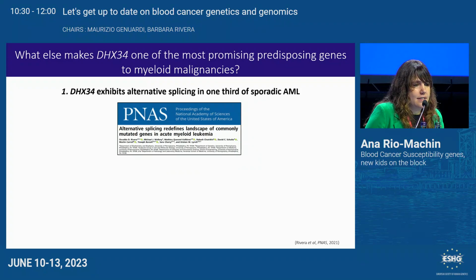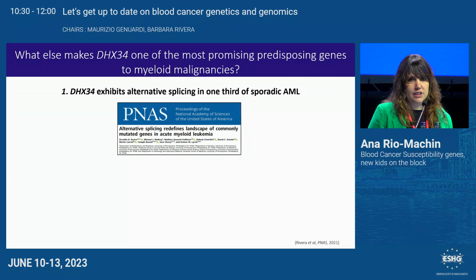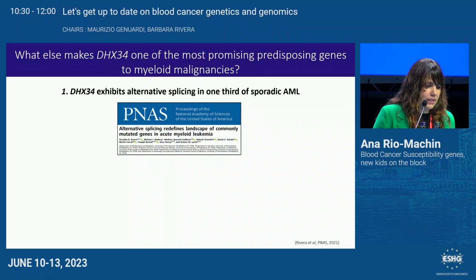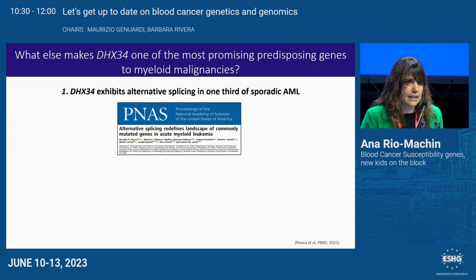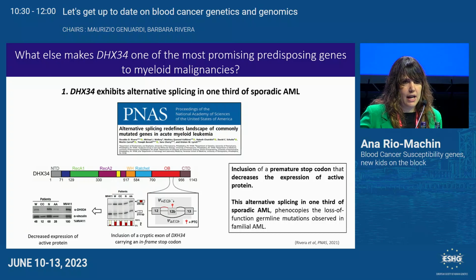But what else makes DHX34 one of our favorite new candidate genes is that after our publication, this paper came out, and because DHX34 is not mutated in a sporadic disease, so there are no somatic mutations, but it exhibits alternative splicing in 1/3 of sporadic AML. So this paper looked at that and identified that 1/3 of sporadic AML patients show this splicing, so they have the inclusion of this cryptic exon with a premature stop codon, which leads to a decreased expression of the active protein.